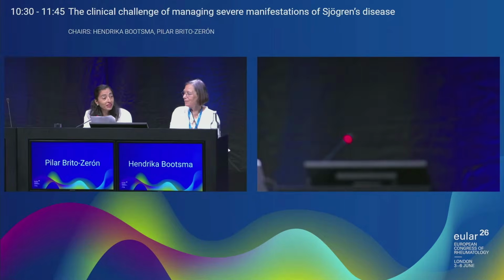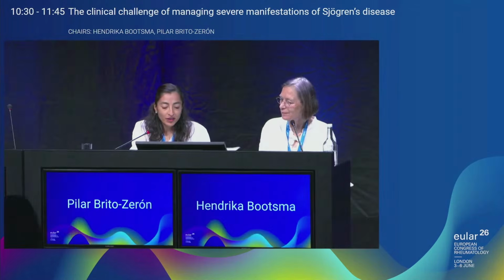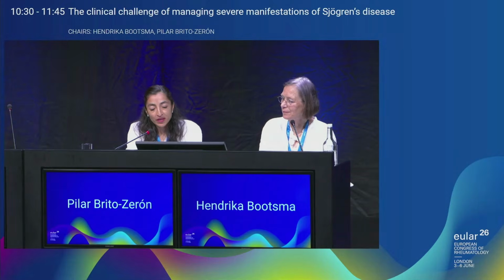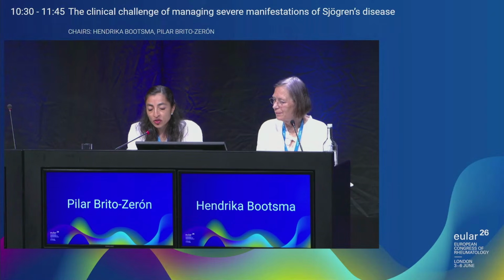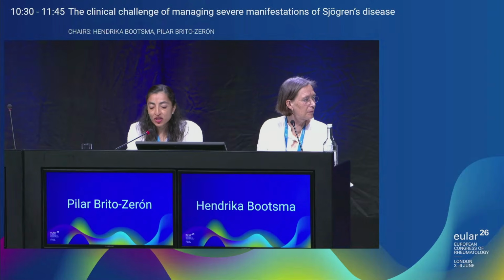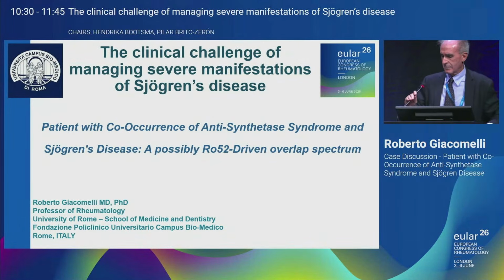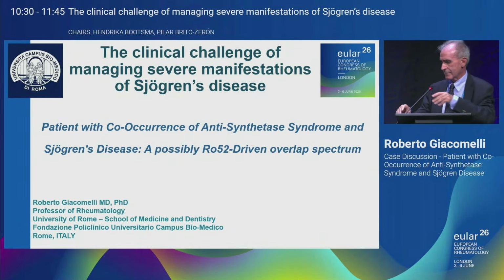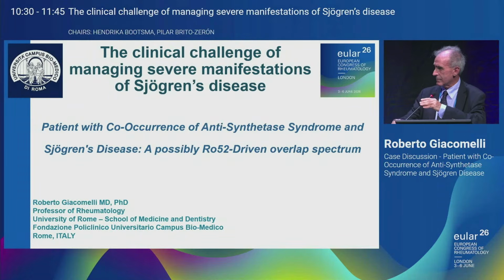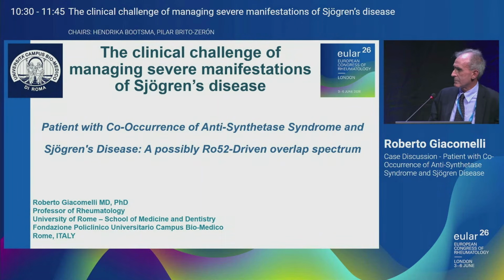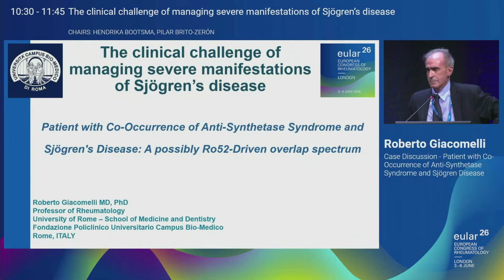Thank you, Honorina, for that compelling case. For the discussion, I'm honored to introduce Professor Roberto Giacomelli. He's a full professor of rheumatology and director of the Rheumatology and Immunology Unit at the University of Rome, Campus Biomedico, a highly experienced clinician scientist with decades of contributions across systemic autoimmune diseases, with broad expertise spanning Sjögren's disease, systemic sclerosis, and targeted biological therapies. He's also a member of the scientific committee of EULAR. Professor Giacomelli, the floor is yours.